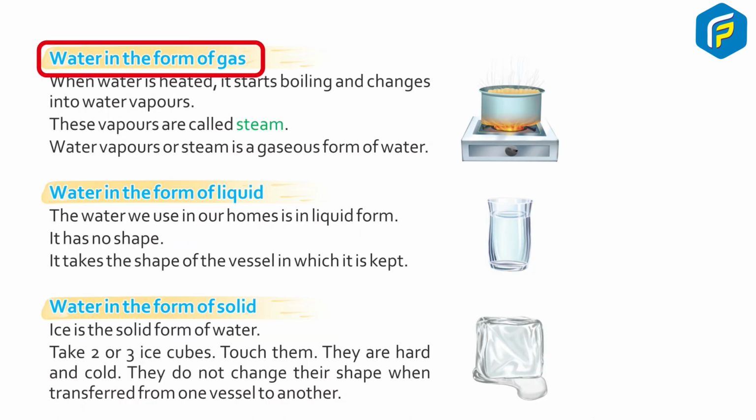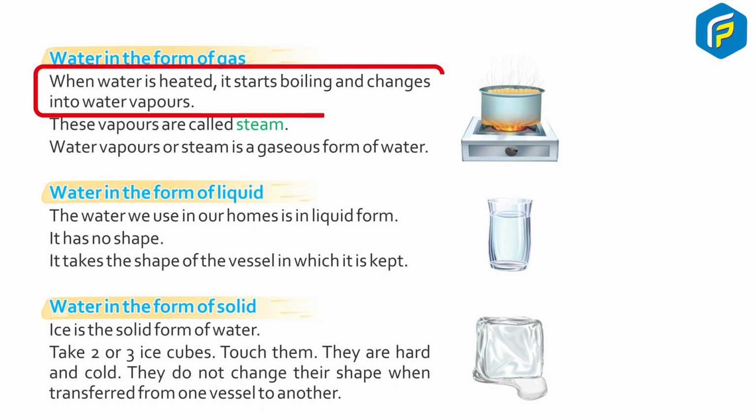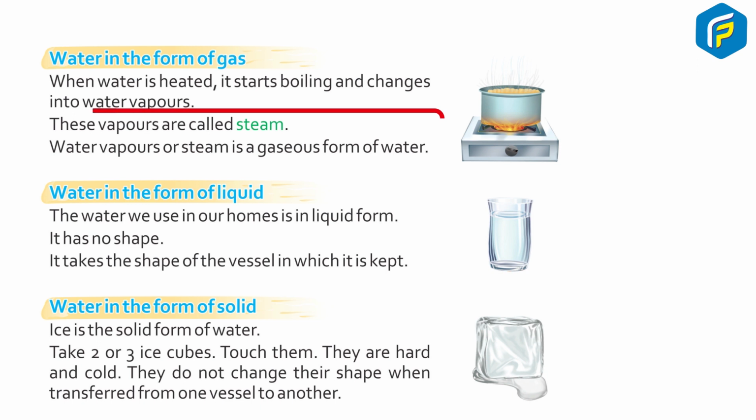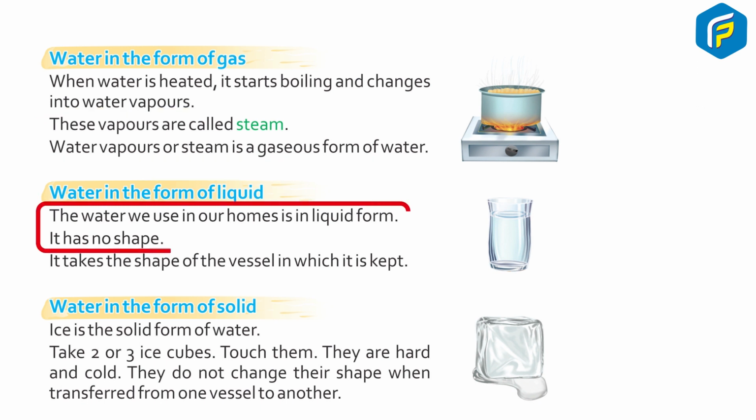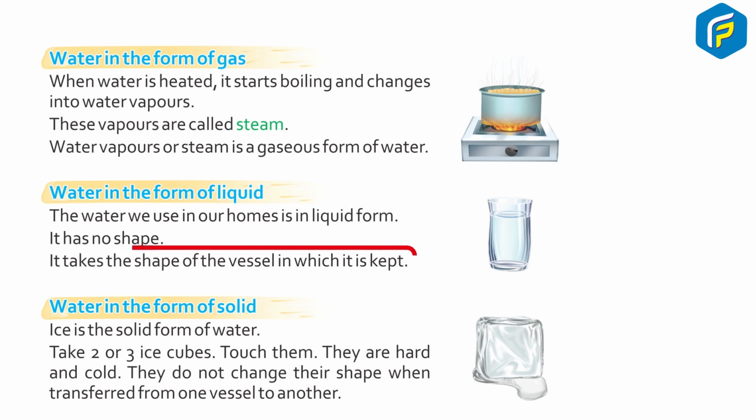Water in the form of gas. When water is heated, it starts boiling and changes into water vapor. These vapors are called steam. Water vapor or steam is a gaseous form of water. Water in the form of liquid. The water we use in our home is in liquid form. It has no shape. It takes the shape of the vessel in which it is kept.